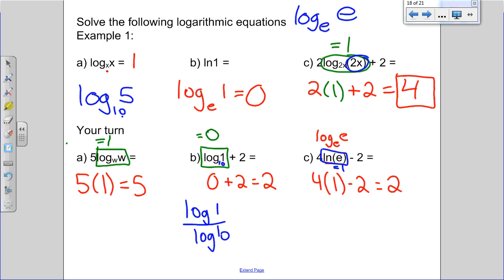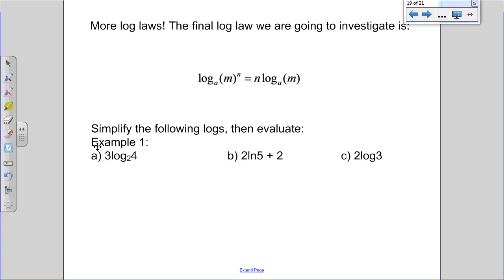The log law that you really need to learn today is what to do when you have a coefficient in front of a log. Anytime you have a coefficient in front of a log, that coefficient can become the exponent on the argument. You could also go the other way. With any of these log laws, you can go the other way. If you had an exponent and you wanted to get rid of that exponent, it would become the coefficient on the whole log. So you could always go backwards or forwards in any of these log laws.